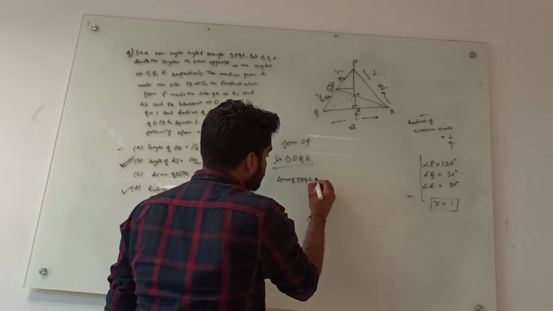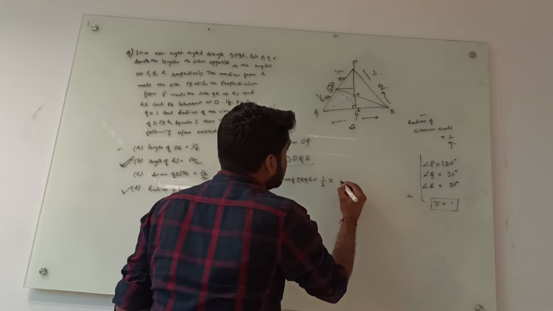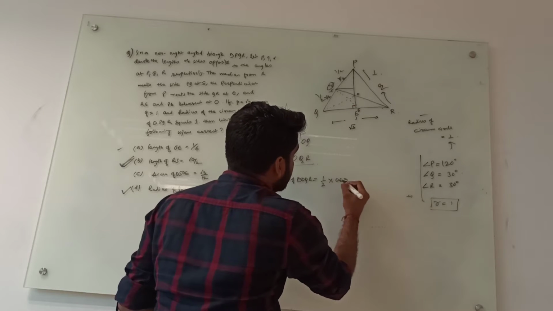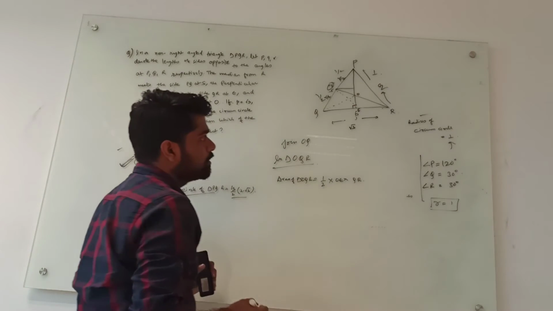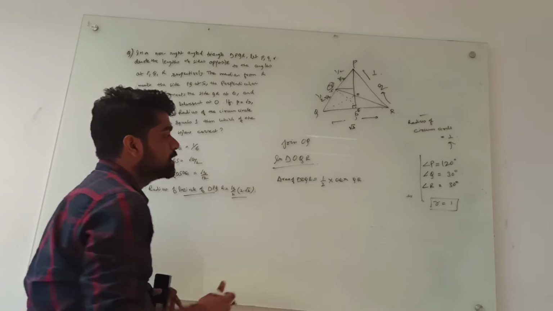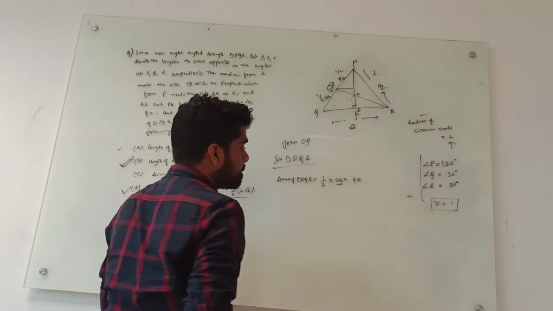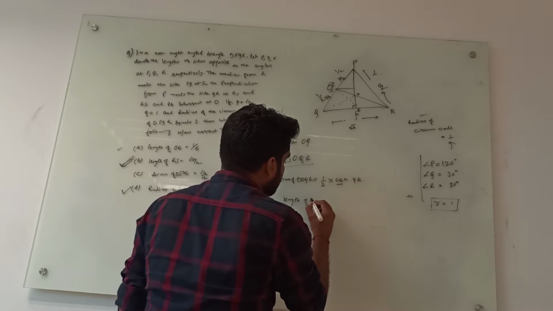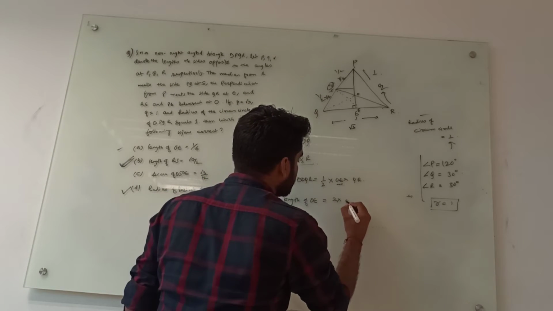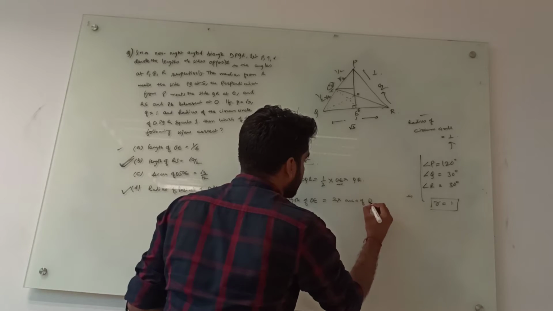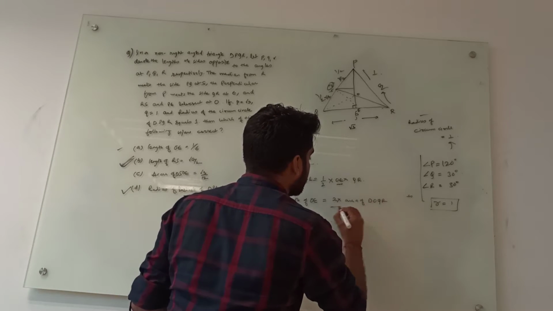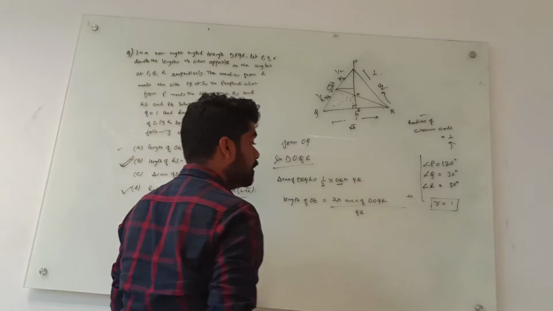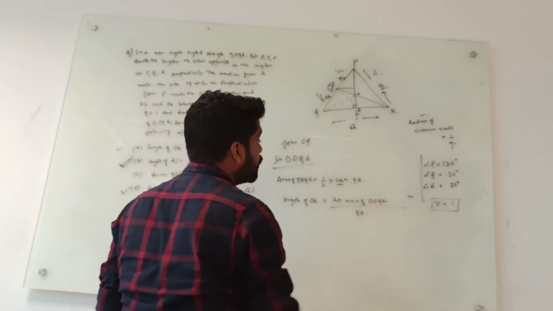The area of triangle OQR can be written as half into OE into QR. Correct? The value of QR is known to us, but the value of OE is not known to us. Okay, let us find the length of OE. The length of OE will be equal to 2 into the area of triangle OQR divided by QR, but we don't know the area of OQR also.